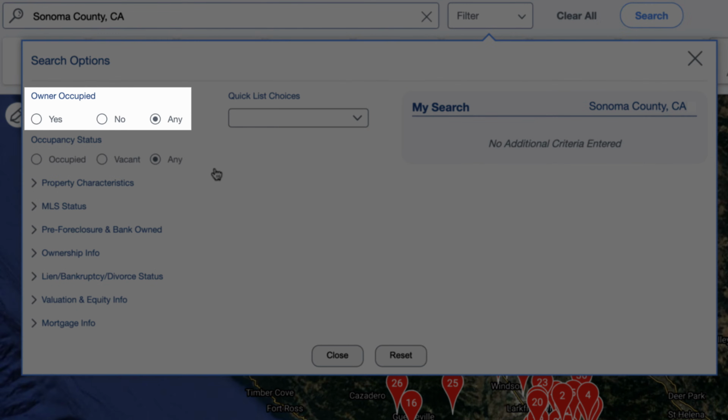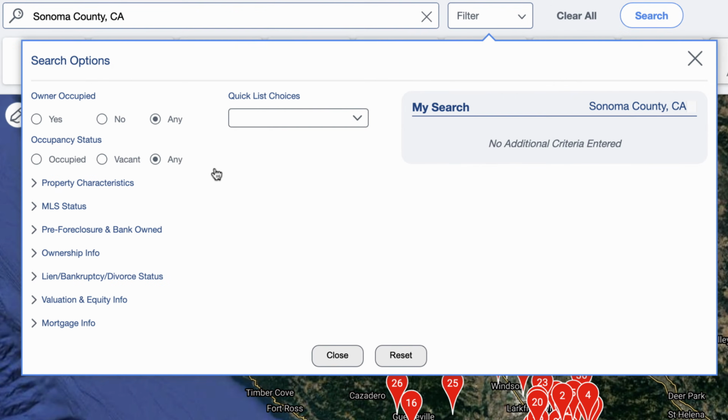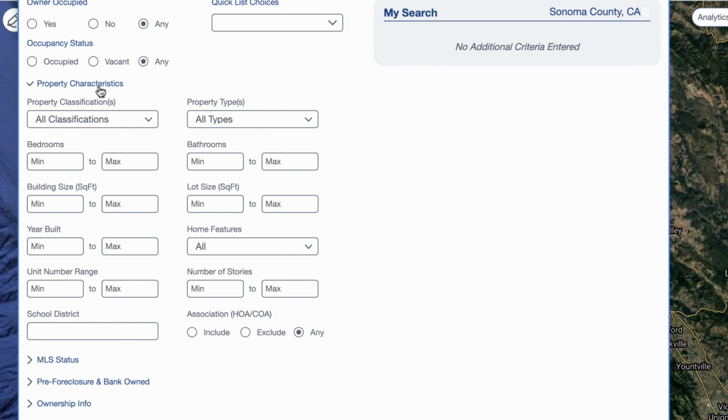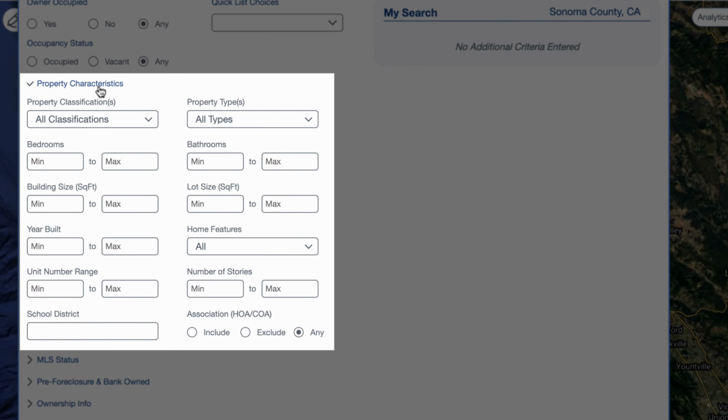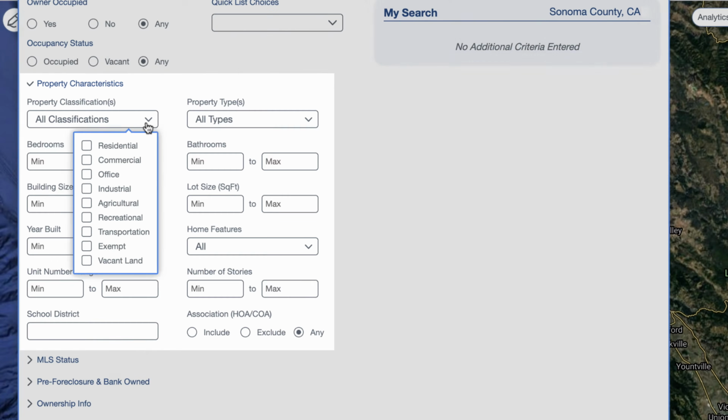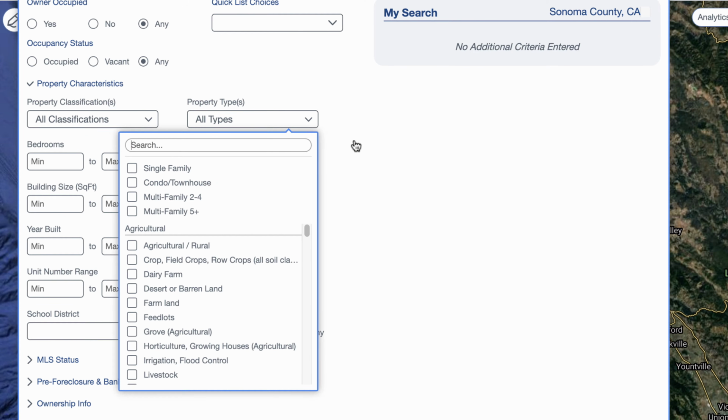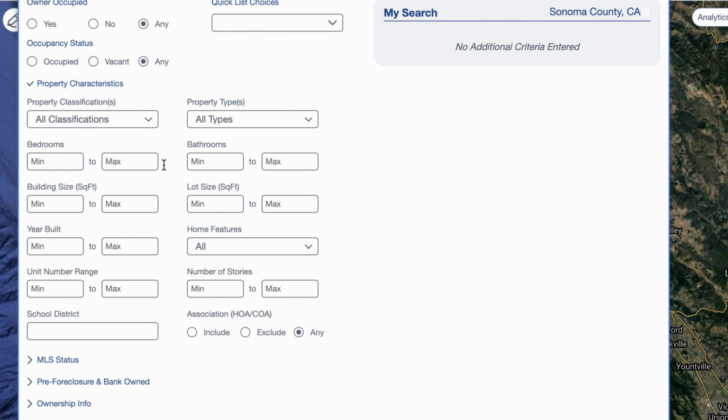And then owner occupied, this means pretty much what you would think in terms of, is this an owner-occupied property or an absentee-owned property? However, there is a little difference when it comes to vacant land, which we'll talk about in just a minute. If we click on property characteristics, if you're at all familiar with DataTree or ListSource or RealQuest or any of those other data services, this should look pretty familiar. This is where you can select what type of property you're looking for, the property types within those categories, and you can specify how many bedrooms and bathrooms and the building's square footage and the lot size and that kind of thing. So no real surprises here.